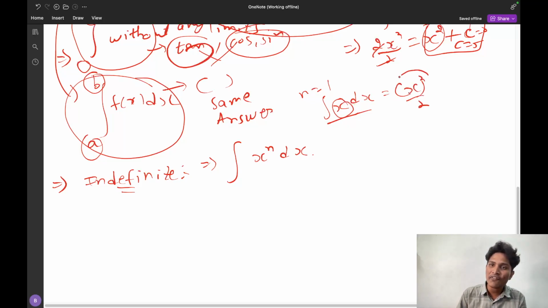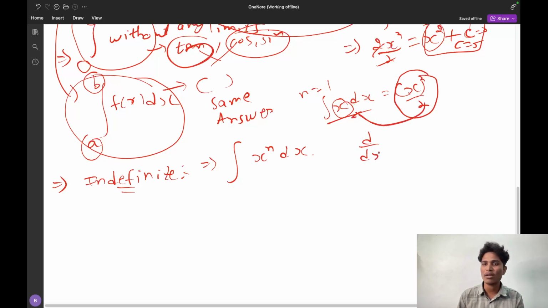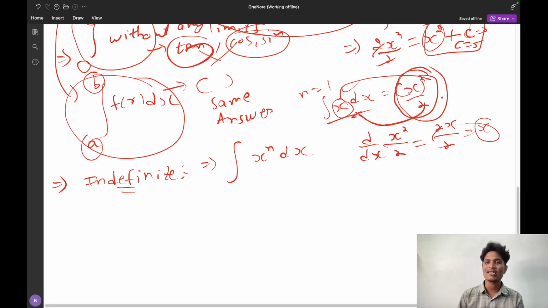After differentiating x square by 2, I will get x. You can cross verify: d by dx of x square by 2 is 2x divided by 2, that is x. So we have to think like that: what value do I have to differentiate in order to get the integrand? That is the answer.